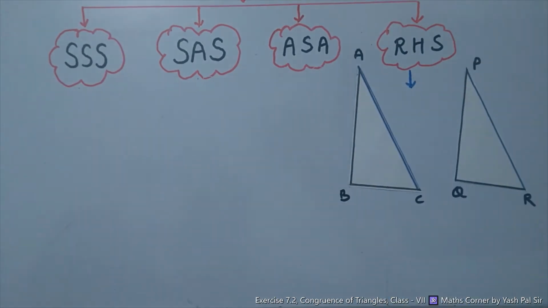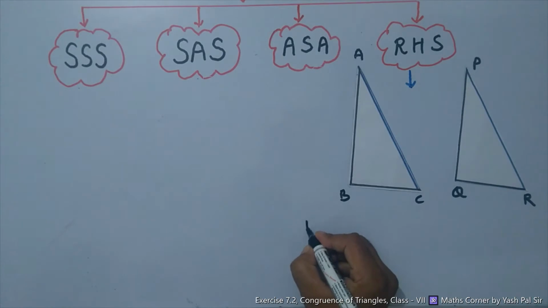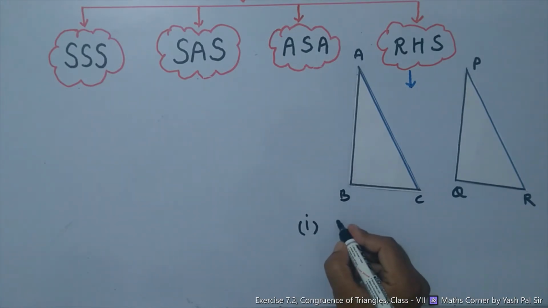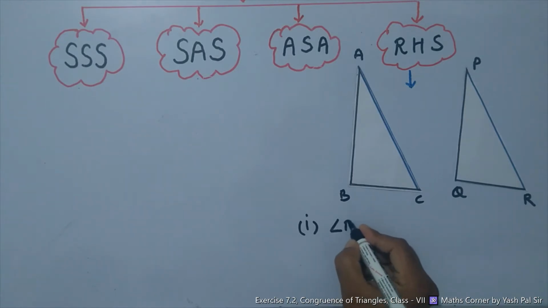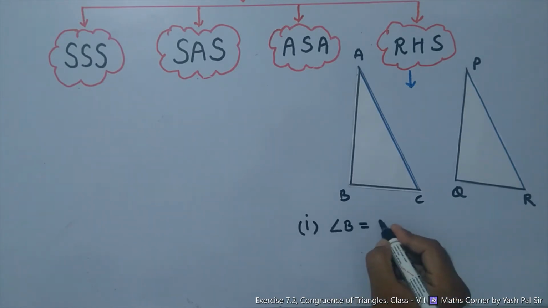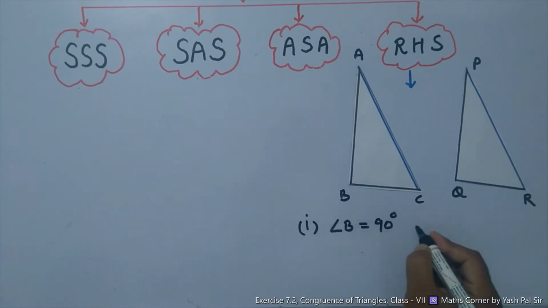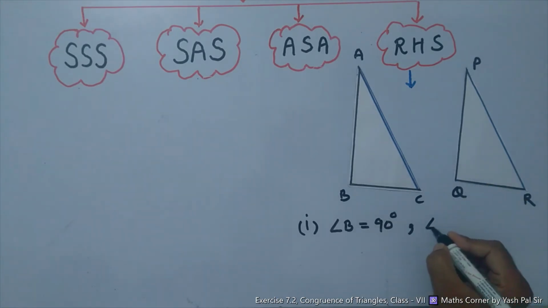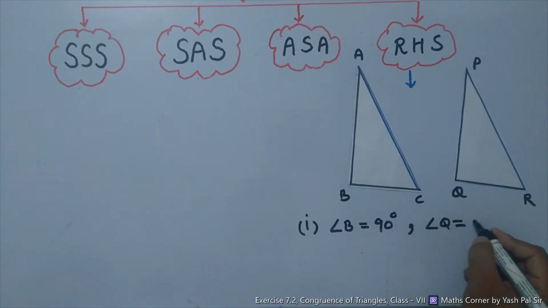ABC. ABC is the first triangle. The second triangle is PQR. Here, what is given? Number 1, the very first thing: angle B is equal to 90 degrees, as well as angle Q in the second triangle, that is also equal to 90 degrees. Right, this is the first thing.